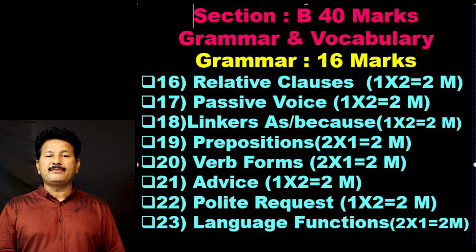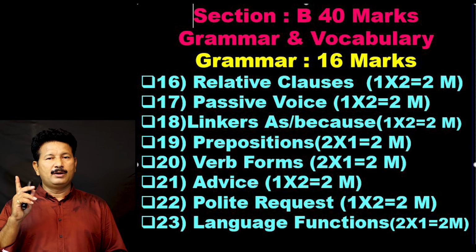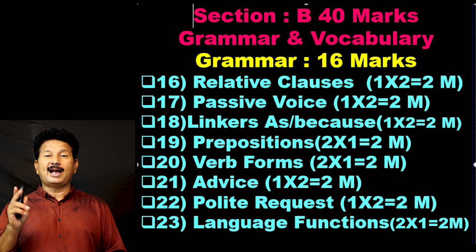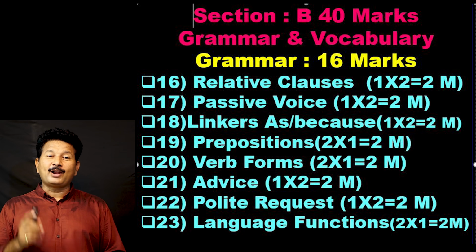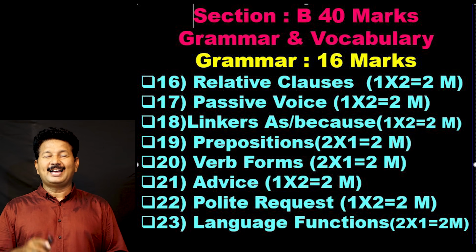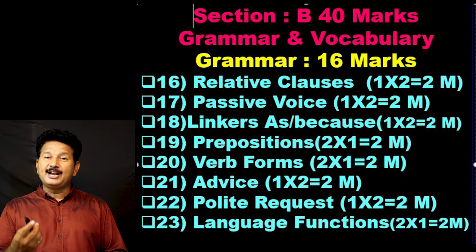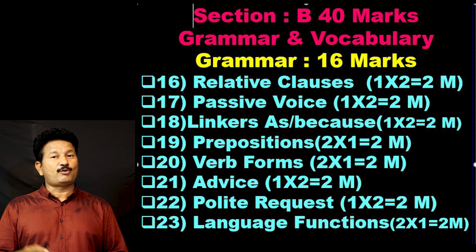Question number 21 is advice, you will have one question for 2 marks. And again, a polite request is quite easy, 1 question and 2 marks. Question number 23 is identifying the language function or expression. So it's a multiple choice question again. All this consists of 16 marks of grammar, and I'm sure that this time there is no editing and no reported speech, so you can do it comfortably.